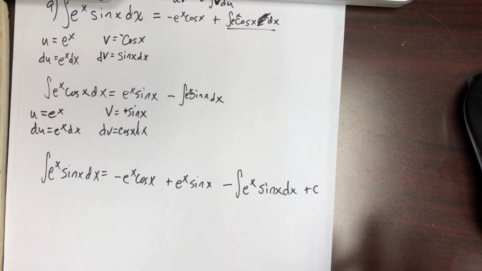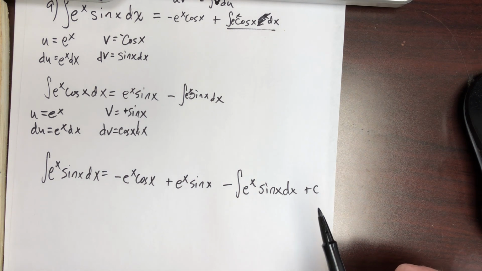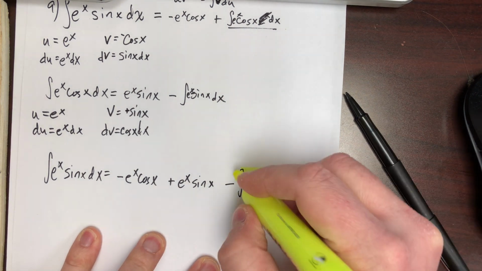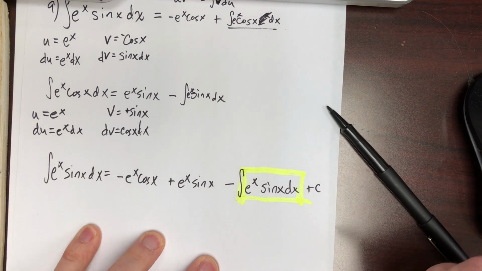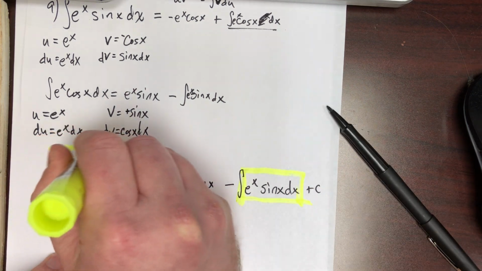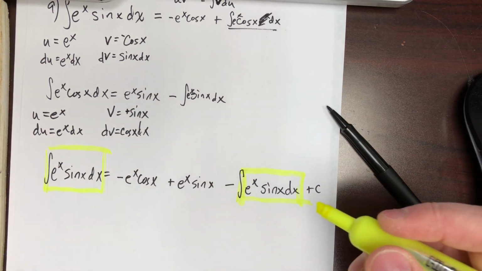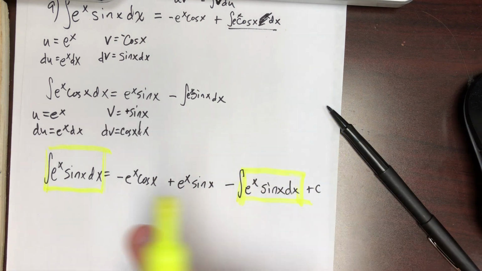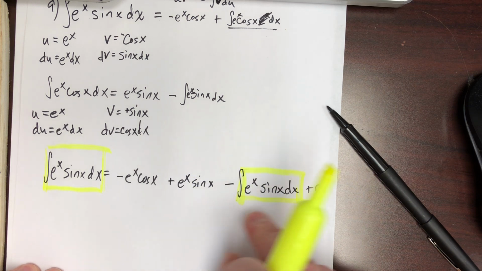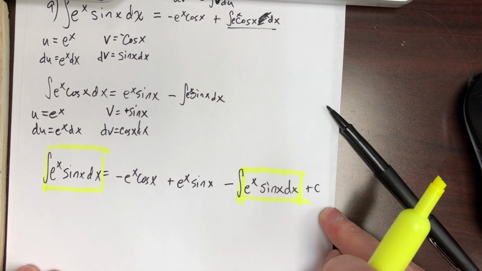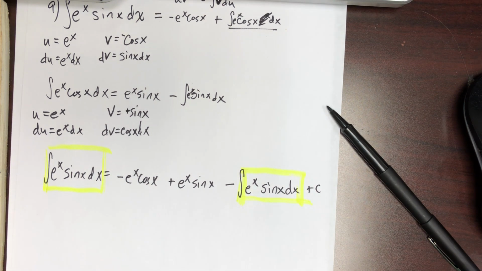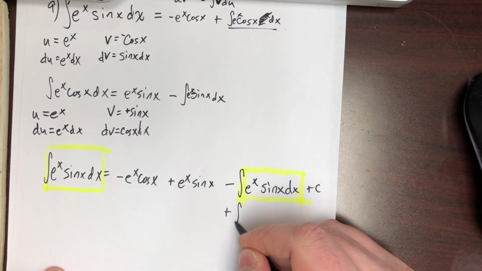And I could keep going, but pause for a minute. Look at this. What is that? It's the original problem. So it says, thing I want is equal to stuff plus stuff minus thing I want plus c. Another way, if you're not seeing how wonderful this is, well, check this out. I can add this integral to both sides.